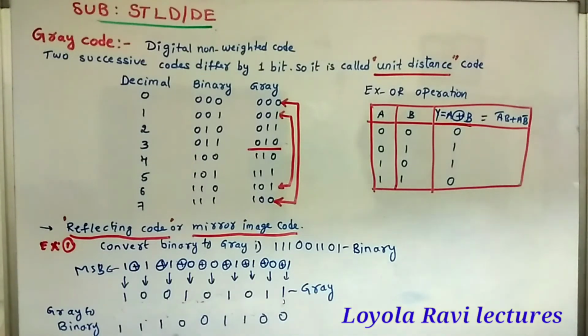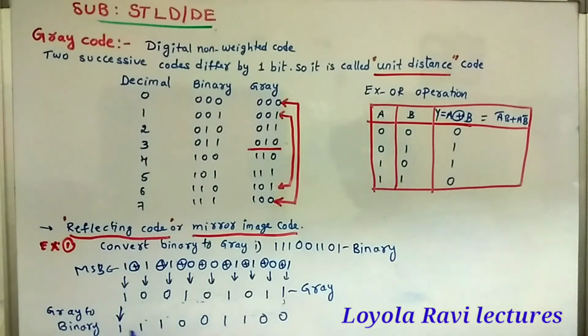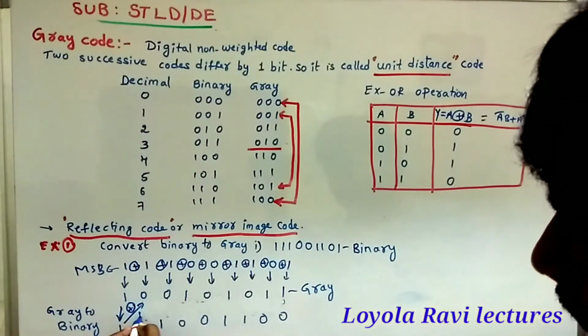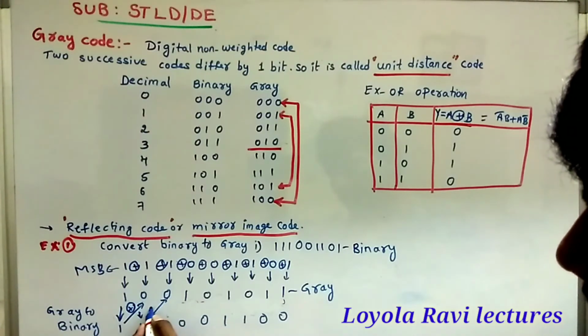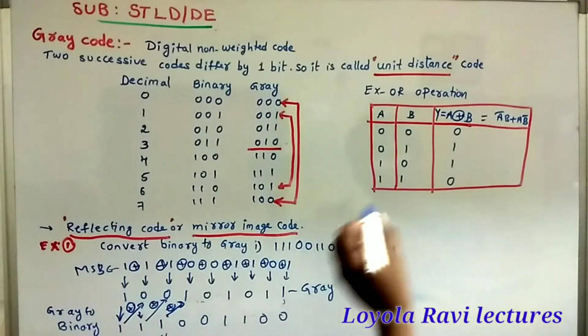How can we convert? First MSB bit as it is, 1 is as it is you can write. Then diagonally perform XOR operation for this result and the next bit. 1 XOR 0 is 1. Again diagonally perform another XOR operation, 1 XOR 0, result is 1. Again 1 XOR 1, result is 0.